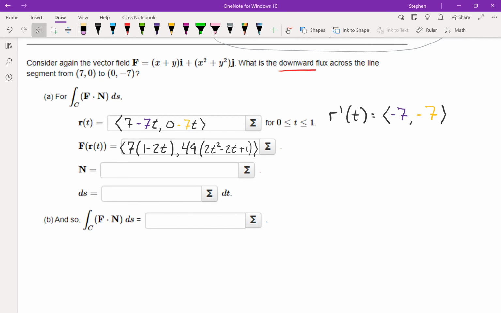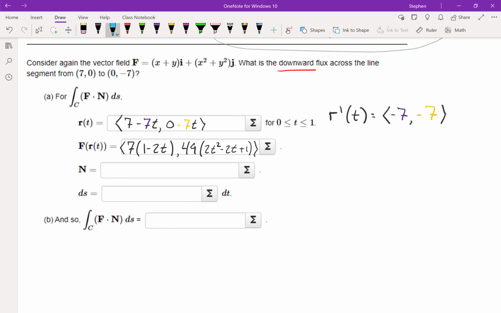But again, I've already taken the liberty of finding our parameterization. Those things can move between 0 and 1: 7 - 7t, 0 - 7t. I also found f of r of t and simplified it a bit. If you'd like to check that, just plug in those two options for x and y, and you should hopefully get the same answer I did. But I want to focus mostly on this new stuff because there's quite a lot going on. So let's dive right into that.